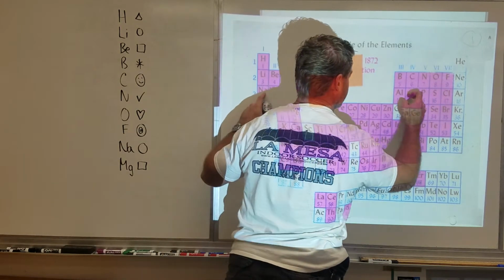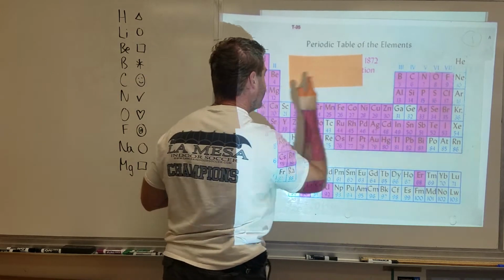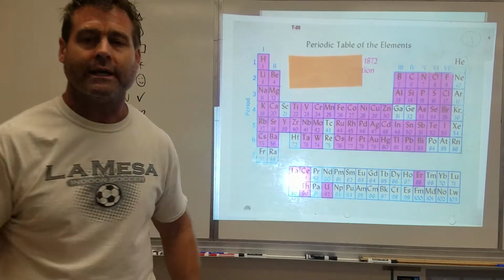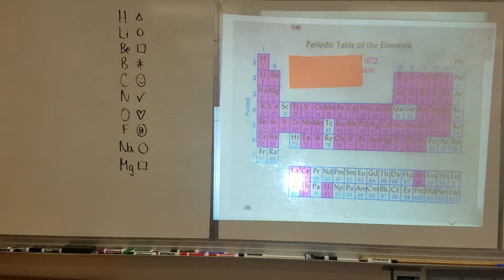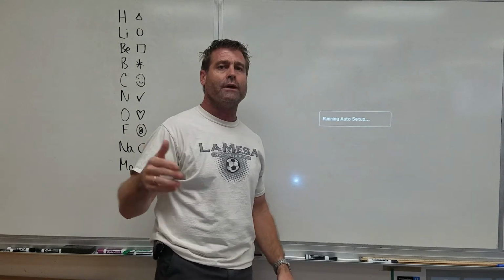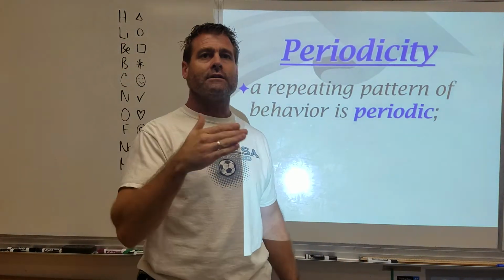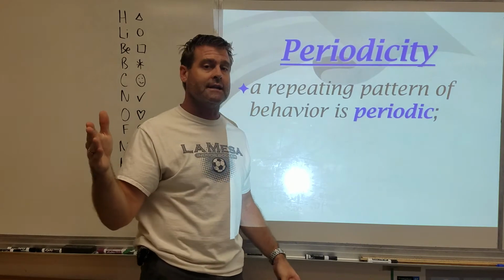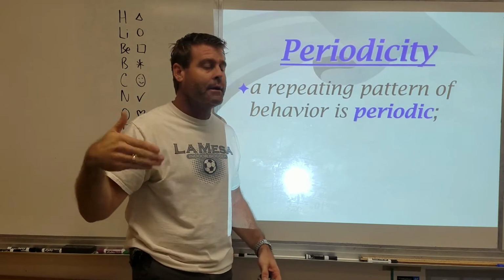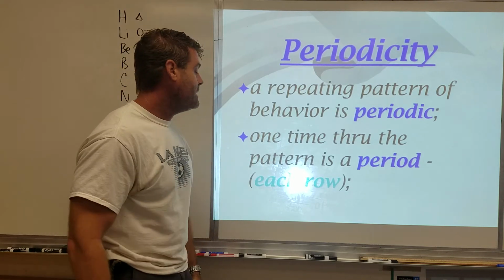Different, and then all of a sudden, oh, potassium has similar properties. So we call it kind of repeats. That's where we get that term periodic. It's the same reason why we say period 1, period 2, period 3, it's a cycle. Another thing that's periodic would be like the days of the week, right? It goes Monday, Tuesday, Wednesday, up to Sunday, and then it starts what? Monday again, periodic. So one time through the pattern is a period, that would be each row.